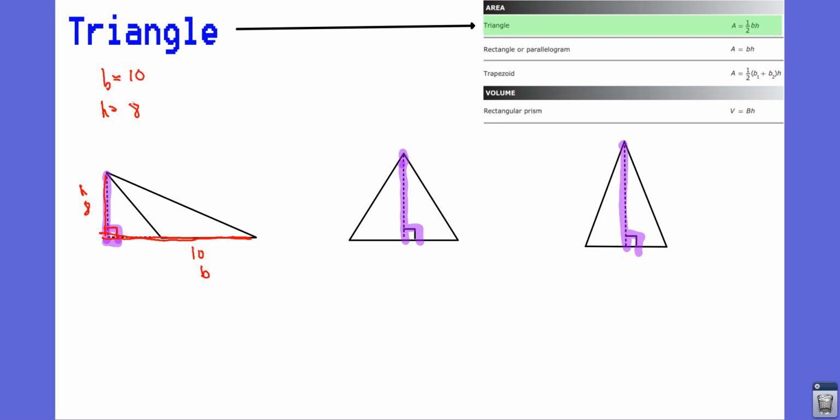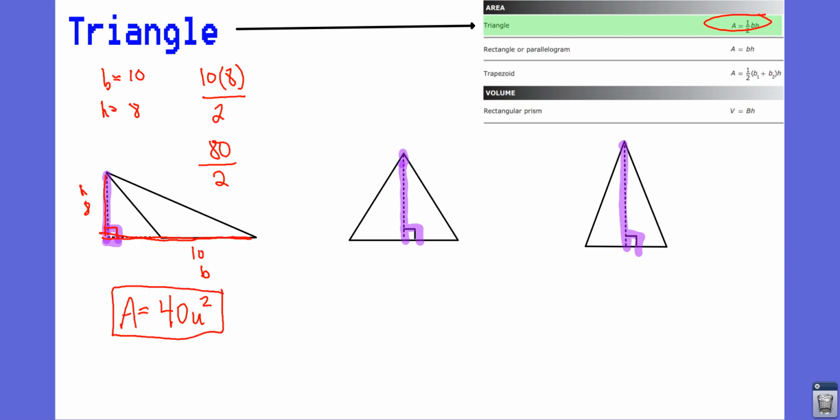The formula is 1/2 base times height, or anything divided by 2 is the same thing as multiplying by a half. So 10 times 8 divided by 2, 80 divided by 2. You have an area of 40 square units, or 40 units squared, either or.